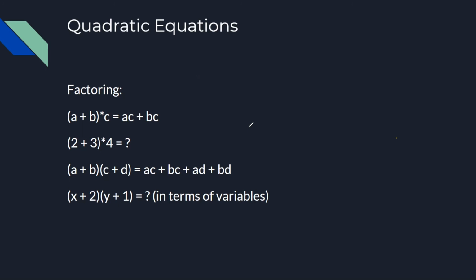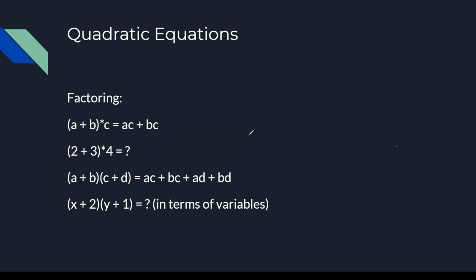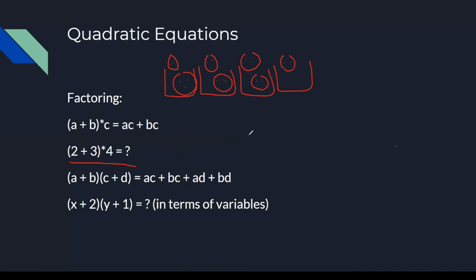Okay, so let's look at this example, 2 plus 3 times 4, okay? Let's imagine you have 4 crates, and in each crate you have 2 bags. So you have a bag of 2 apples, a bag of 3 apples. Bag of 2 apples, bag of 3 apples. And then the last one is the same. So this is what 2 plus 3 times 4 represents.